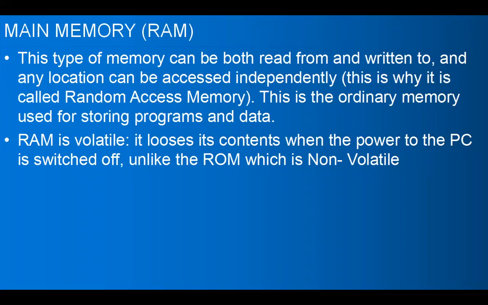This is the type of memory that can both be read from and written to, and any location can be accessed independently. This is why it's called random access memory. It can be read from and written to at any location in the computer system independently. This is the only memory used for storing programs and data, so it stores the programs and data in the computer.